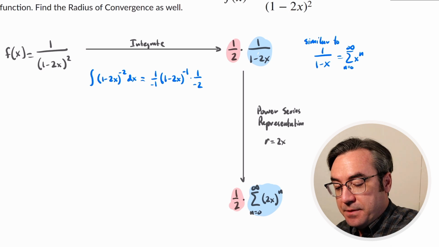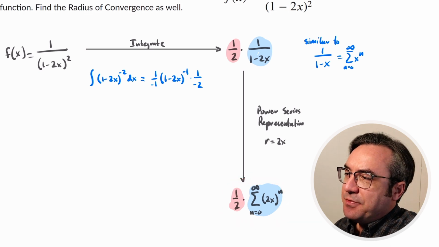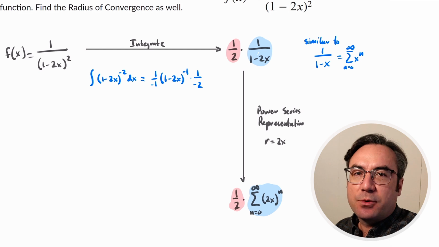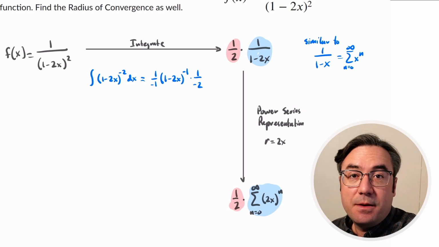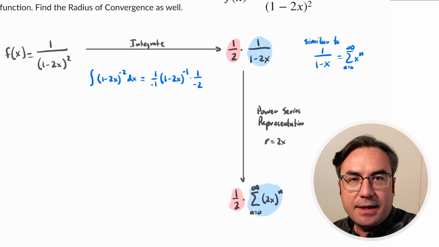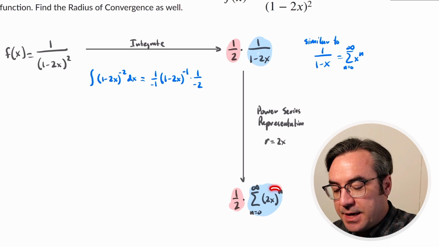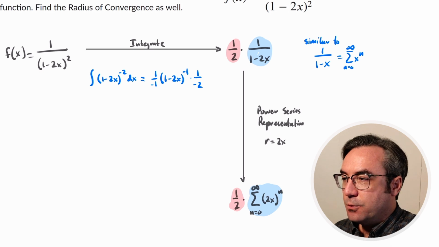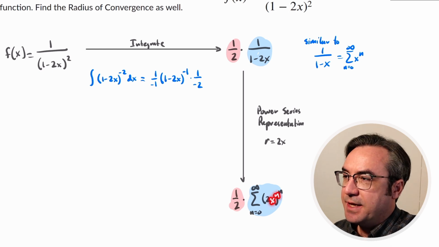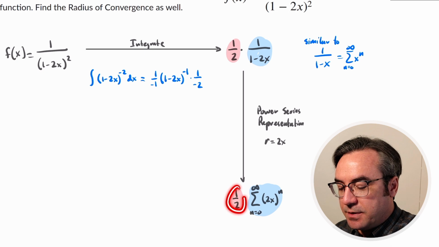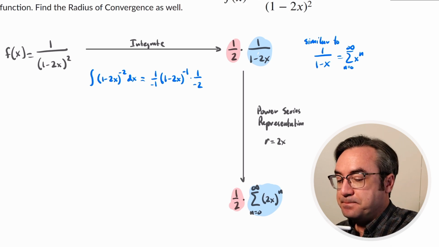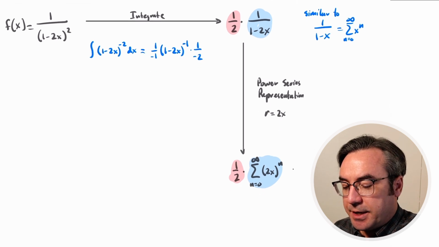All right, so this is pretty good, but we want to write this in the correct power series format. So we want to separate all the constant terms from our actual power of x. When we have multiplication going on inside an exponent, the exponent can distribute. So this can become 2 raised to the n times x raised to the n. And when we bring this 1/2 inside, we're going to be able to combine it with the 2 term.